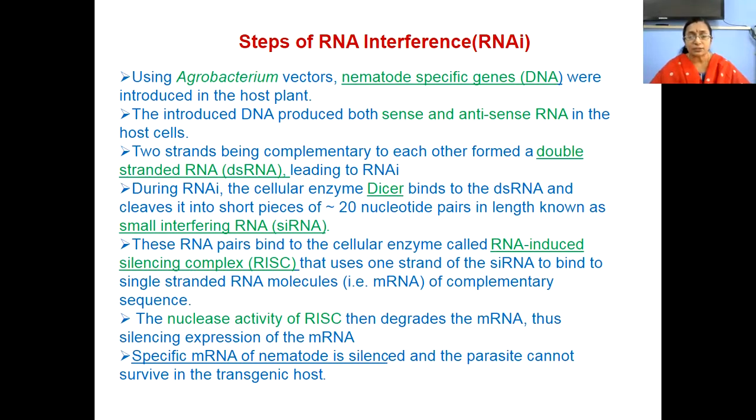Now this RNA induced silencing complex will digest one strand of the double stranded RNA piece, and one strand of this RNA will be used to detect other complementary single stranded RNA molecules, or the mRNA. So they will be able to find the mRNA, and once the mRNA is found, it will bind to that and the whole double stranded RNA will be destroyed. So the nuclease activity will help in destroying the mRNA when it becomes complementary to the single strand RNA that is there inside the RNA interference silencing complex.